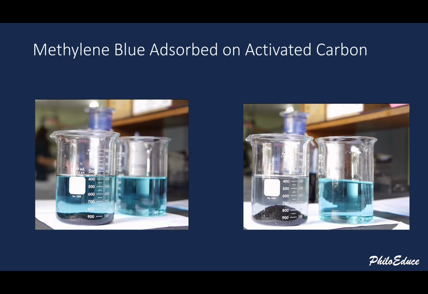And another example is raw sugar in sugar manufacturing. The raw sugar will be colored. In order to remove the color of the raw sugar, it is passed over beds of animal charcoal such that it becomes colorless, because the colored materials are getting adsorbed by the charcoal.